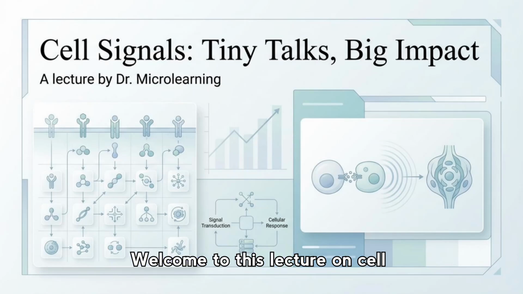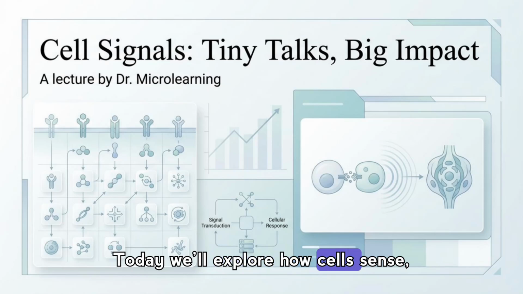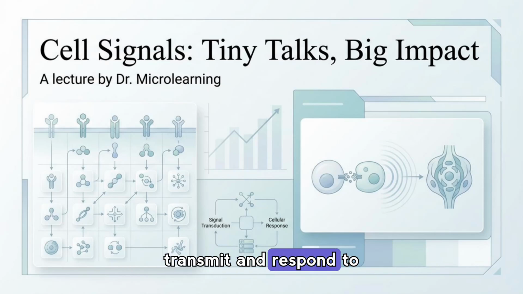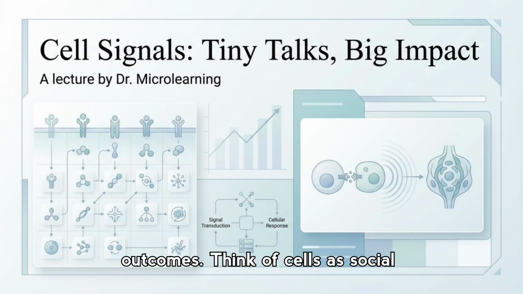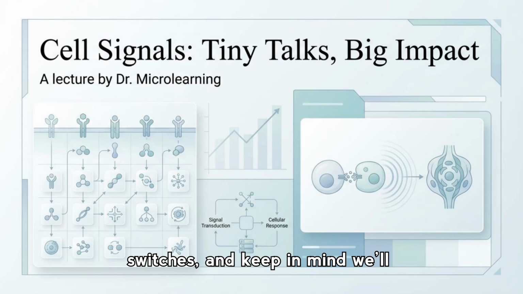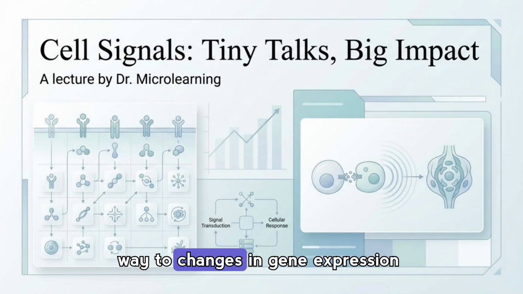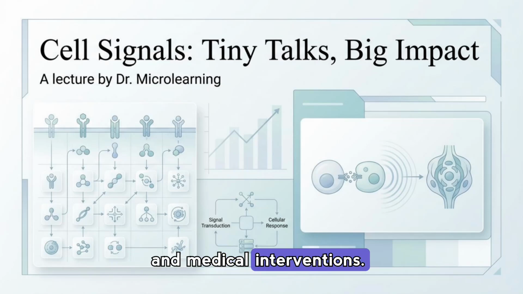Welcome to this lecture on cell signaling, where tiny molecular conversations have huge effects. Today we'll explore how cells sense, transmit, and respond to information using diagrams that map receptors, cascades, and outcomes. Think of cells as social networks, with antennas and switches. And keep in mind we'll follow signals from arrival all the way to changes in gene expression and medical interventions.